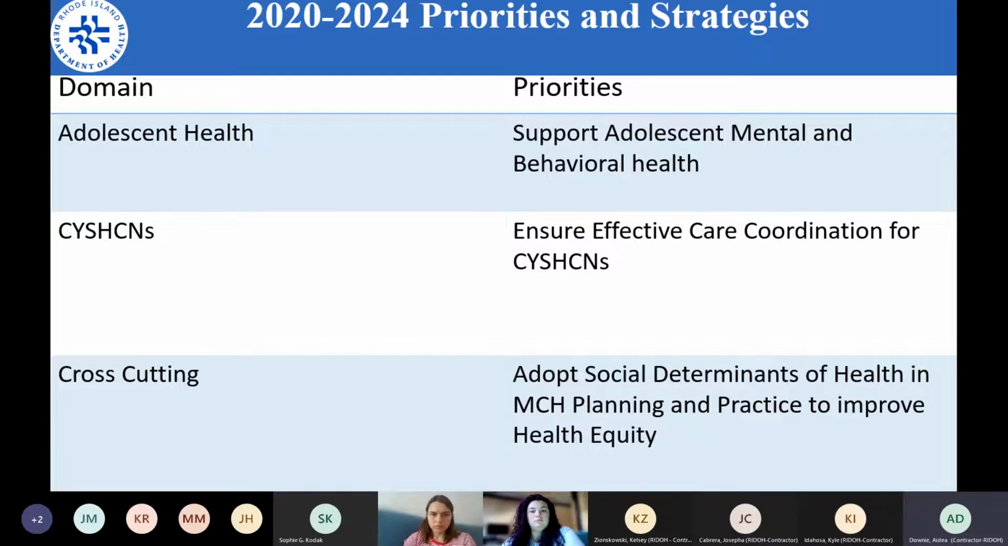And then as well for cross-cutting. Cross-cutting means that it's an issue that cuts across all of our health domains. So thinking about how we adopt social determinants of health, that mind frame, that framework which we have as the department, how do we adapt that in our planning, our practice? Basically the way we think about our work, the way we do our work, to ultimately improve health equity. Next slide, please.